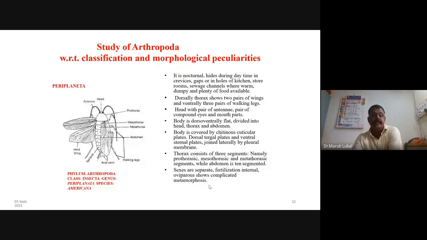Next animal is the well-known and common animal, Periplaneta americana. It is nocturnal. It hides during the daytime in the crevices, gaps, or holes of the kitchen, stores, rooms. Can I go to the next animal, sir? Because we all are well acquainted with Periplaneta americana.